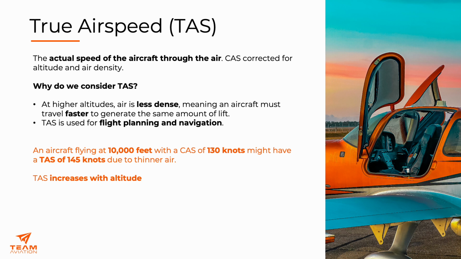True airspeed is an essential factor in flight planning and navigation. It helps pilots calculate how long a flight will take and ensures accurate performance calculations. For example, an aircraft flying at 10,000 feet with a calibrated airspeed of 130 knots might actually have a true airspeed of 145 knots due to the thinner air. In summary, as altitude increases, true airspeed also increases. In the next section, we'll discuss ground speed and how wind affects an aircraft's actual speed over the ground.